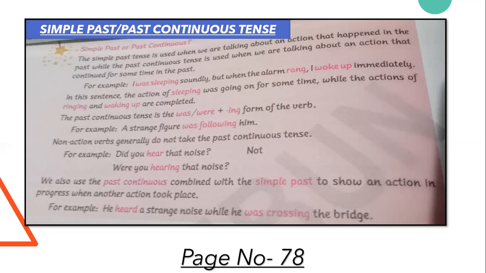So the past continuous tense is was or were plus the ing form of the verb. A strange figure was following him. Okay, there are non-action verbs that do not take a past continuous tense at all, like, did you hear that noise? You can't say, were you hearing that noise? So we also use the past continuous combined with simple past to show an action in progress when another action took place. He heard a strange noise while he was crossing the bridge.